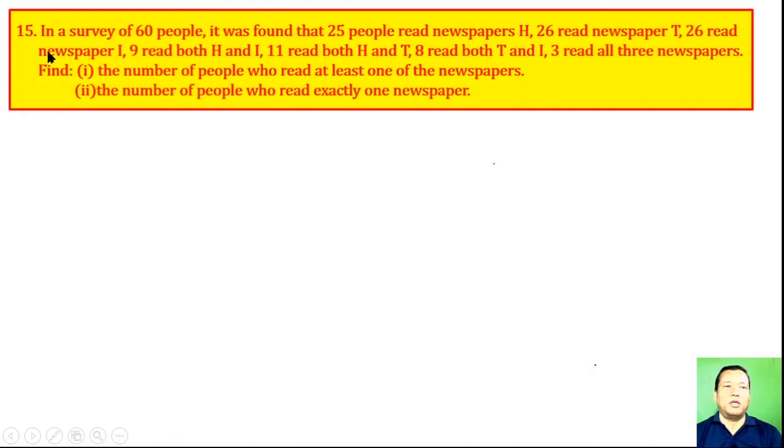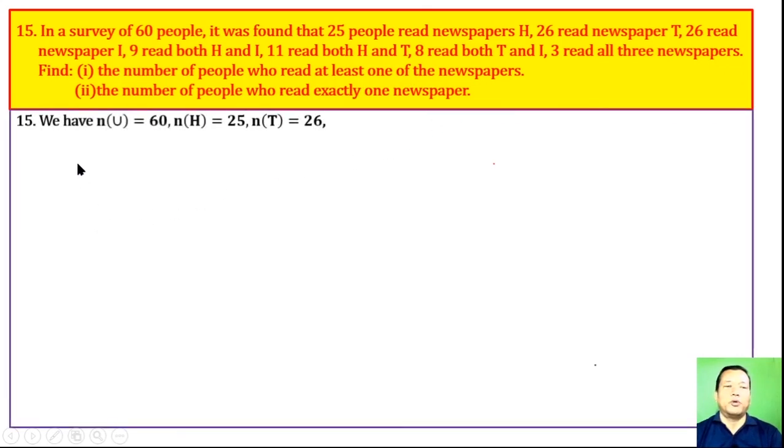Question number 15. In a survey of 60 people, it was found that 25 people read newspaper H, 26 read newspaper T, 26 read newspaper I, 9 read both H and I, 11 read both H and T, 8 read both T and I, and 3 read all 3 newspapers. Find, Roman number 1, the number of people who read at least one of the newspapers. Roman number 2, the number of people who read exactly one newspaper.